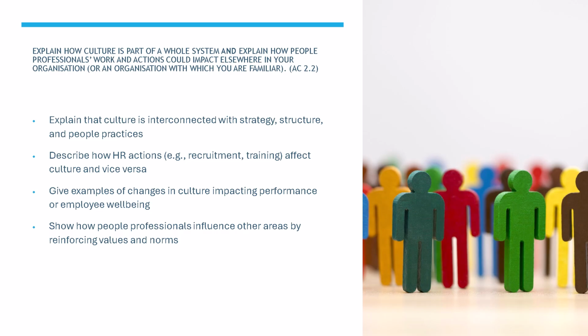In AC 2.2, I will explain how culture is part of a whole organizational system. Culture doesn't exist in isolation. It interacts with other elements like structure, strategy, leadership, and people practices. For example, if HR updates recruitment criteria to emphasize diversity, it could shift the overall culture to become more inclusive. Likewise, leadership communication styles or reward systems can shape cultural norms.